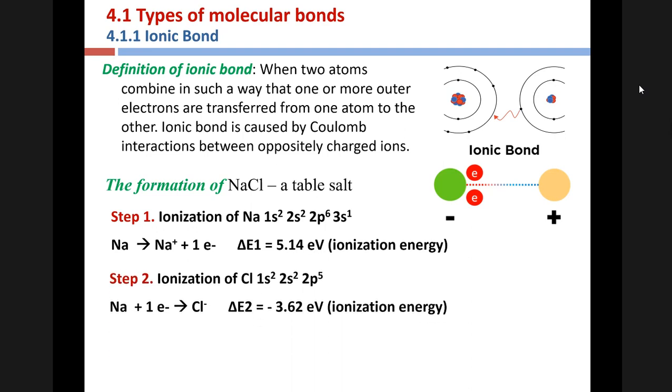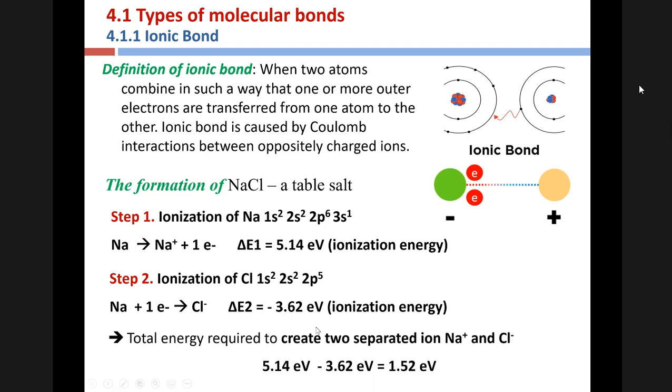Second, ionize chlorine. Chlorine will receive one electron to become a negative ion. In this situation the system releases energy, or the energy of the system decreases. So the total energy in this case is negative. You need to understand that in order to ionize the two atoms, you need to supply a total energy equal to 1.52 electron volts.